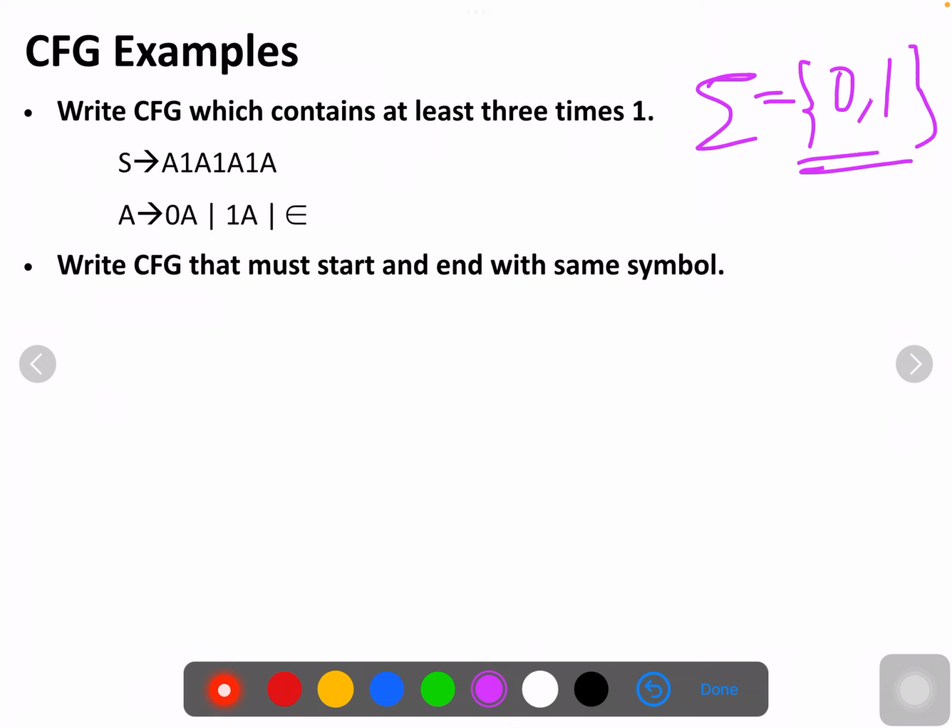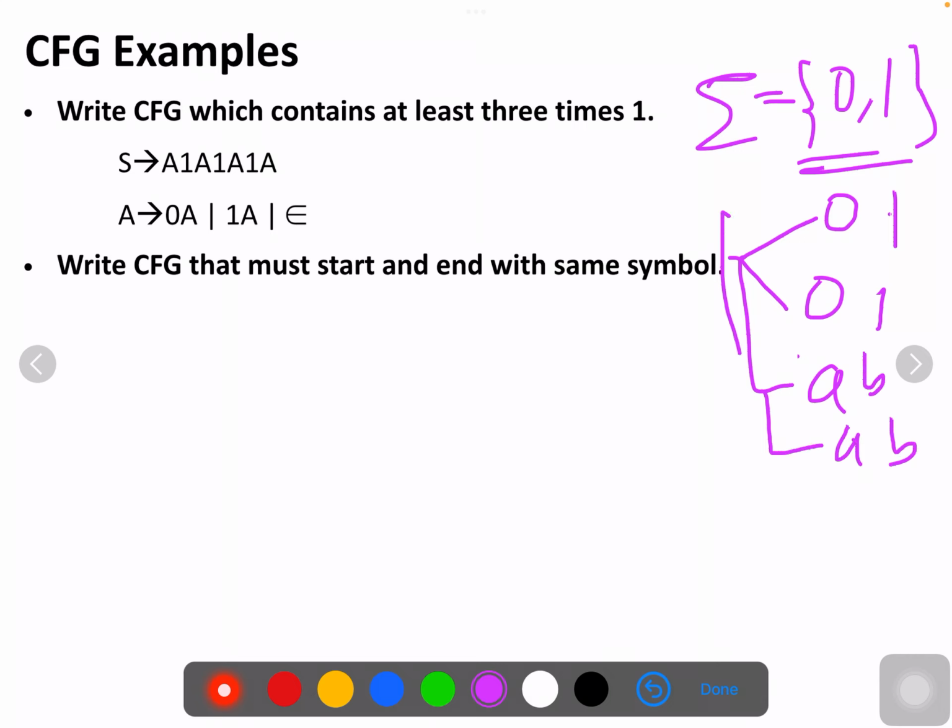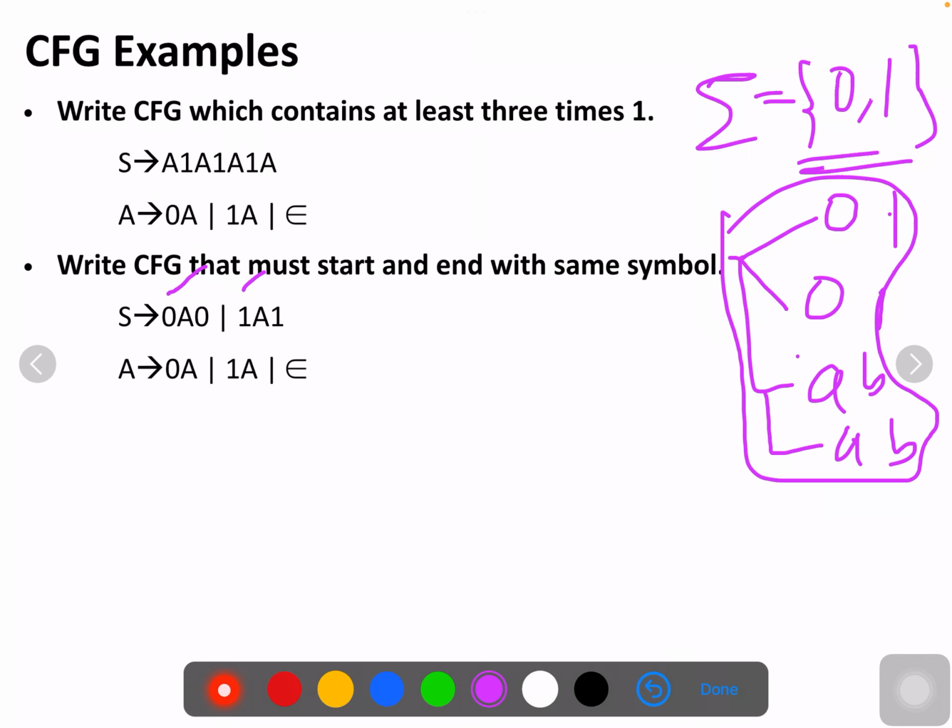A CFG that must start and end with the same symbol. Similarly it can be a regular expression: start with 0 and end with 0. If it starts with 1, it can end with 1. Or it can start with A, it can end with A. Or it can start with B, it can end with B. So this is the way they may ask in the exam. This is a very important question. Look at that. It starts with 0 and ends with 0, or it can start with 1 and end with 1. What is A? It can be any combination: 0 or A, 1 or A.